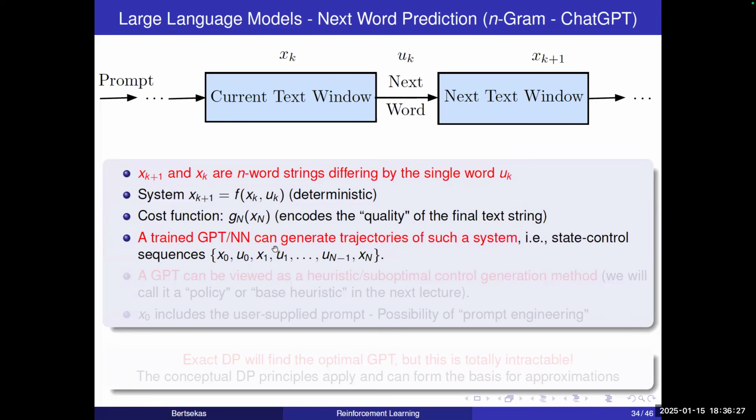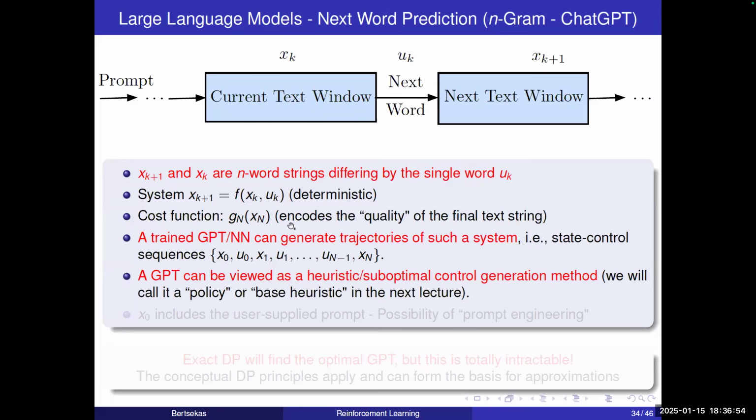A trained neural network or GPT can generate such text strings. So given the initial state x0, it will generate a state control sequence x0, u0, and so on until xn. But is it optimal with respect to the cost function we measure here? We don't know. And quite often it's suboptimal. So a GPT can be viewed as a heuristic or suboptimal control generation method, which we will call policy or base heuristic in the next lecture.